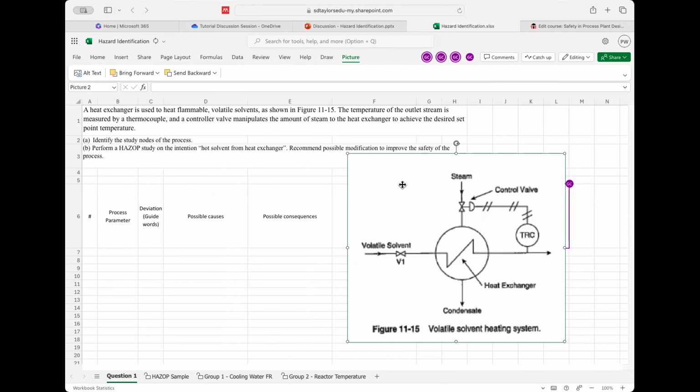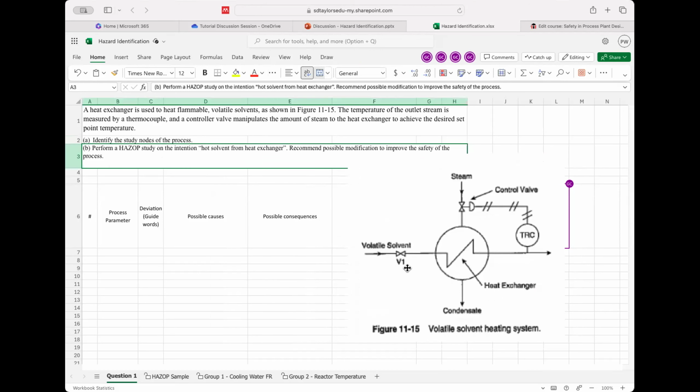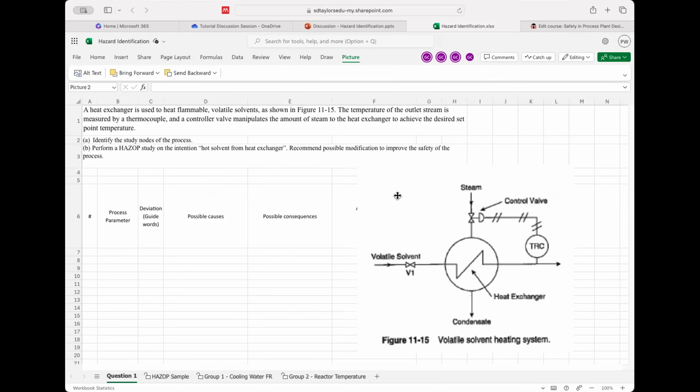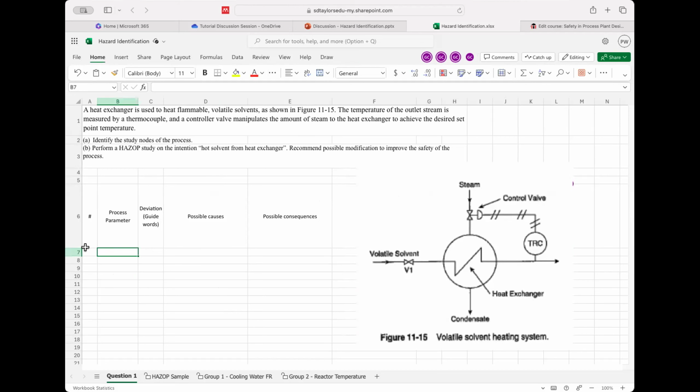So we want to identify the study notes of the process. Today, definitely, we want to study the volatile solvent. The HAZOP analysis studies the intentions of the hot solvent from the heat exchanger and recommends possible modifications to improve the safety of the process. So our study notes will be only on these volatile solvents going into these heat exchangers and coming out. We want to be very focused on that line. So when we talk about flow rate, we only talk about volatile flow rate.